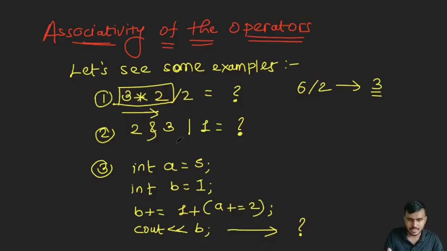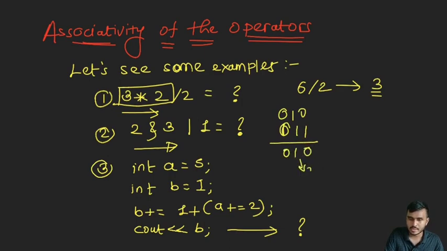So let's see what will be the answer of this expression. Let's calculate 2 and 3. What is the value of 2 and 3? So 2 is 0 1 0 and 3 is 0 1 1, right? So the answer is going to be 0 1 0, so it is 2, right?